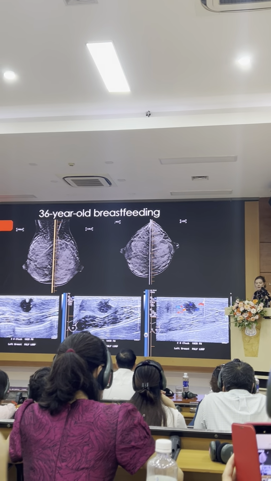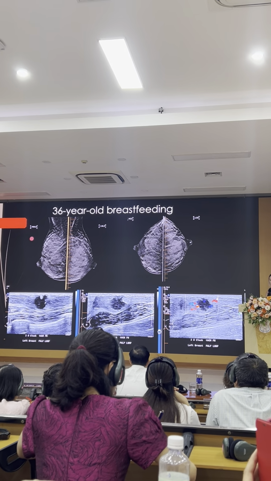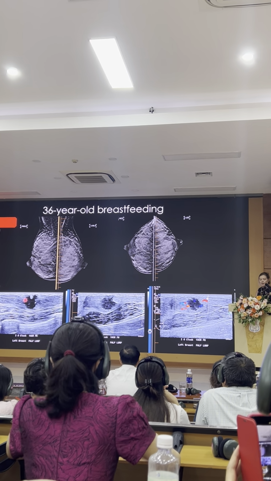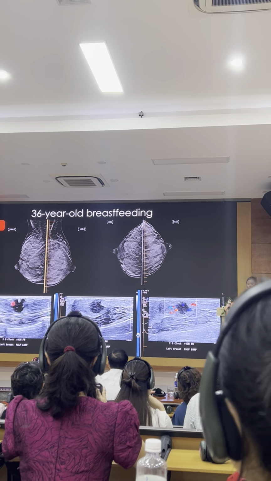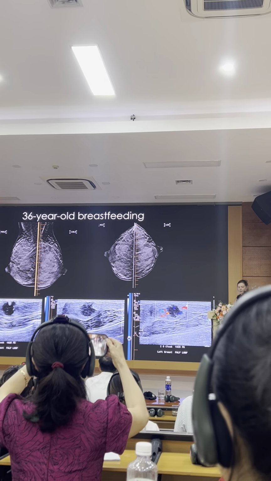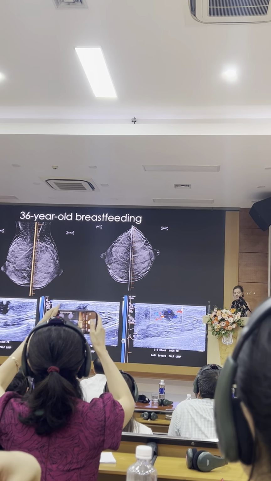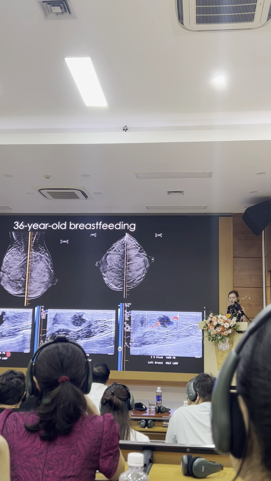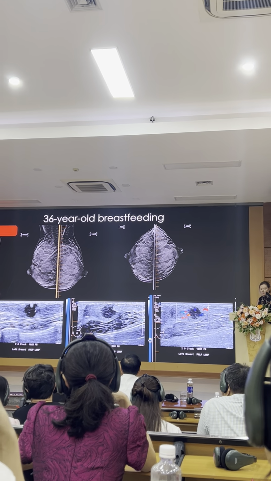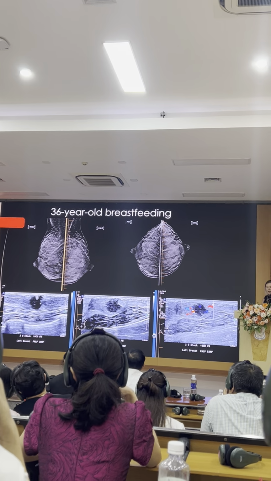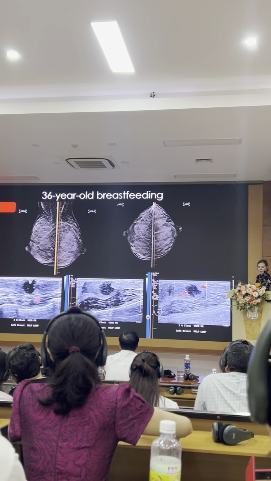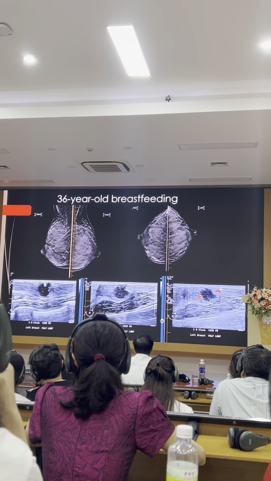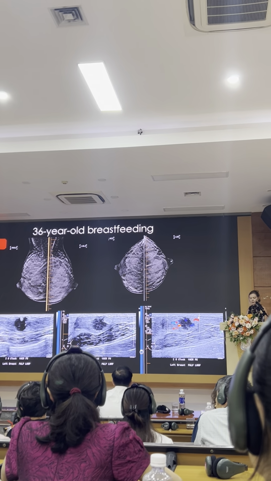This is a 36-year-old female that was breastfeeding. You can see on the mammograms really the density of the tissue obscures any findings at all. And she did have this palpable lump, which we could see on ultrasound as a hypoechoic irregular mass, taller than wide, with some internal vascularity. It's very close to the skin. That is an invasive ductal carcinoma.